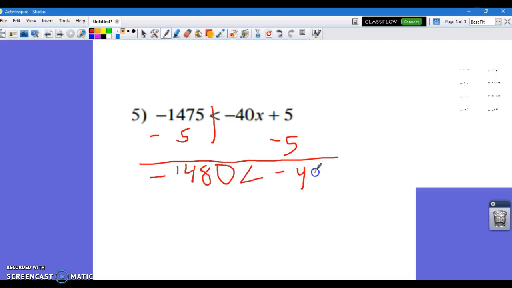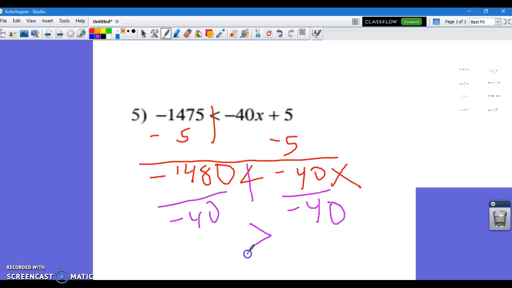Bring down my negative 40x. Now I need to get rid of that negative 40x by dividing by negative 40. Oh my God, what was that rule again? When you multiply or divide by a negative, you must reverse your inequality sign. Remember, we are dividing by a negative 40, so our inequality sign will reverse to this.